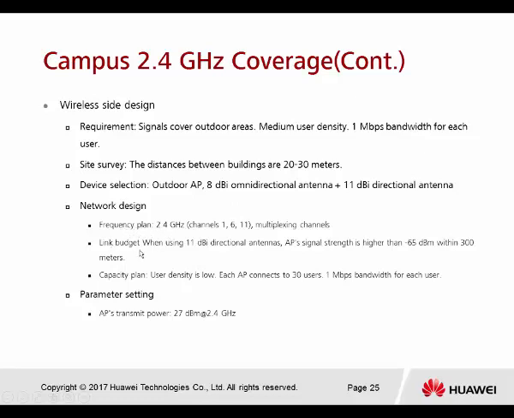So for the link budget when using the 11 dBi directional antenna, the AP signal strength is higher than -65 within 300 meters. Capacity plan: user density is low, so each AP connects to 30 users and requires 1 Mbps bandwidth for each user. Okay, this is a parameter setting: 27 dBm at 2.4 GHz.